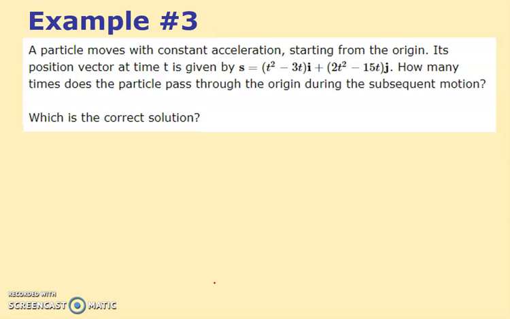Good. So our last example says a particle moves with constant acceleration starting from the origin. Its position vector at time t is given by that. So okay, I'm going to write that first of all as a vector. I always prefer it as a vector. I'll probably say that 100 times. t squared minus 3t, like that, column vector type. 2t squared minus 15t.